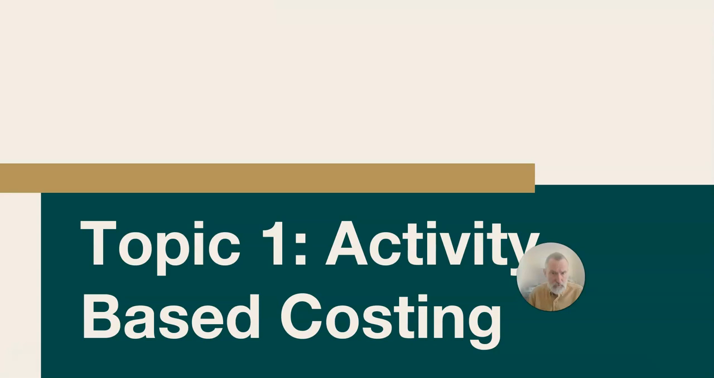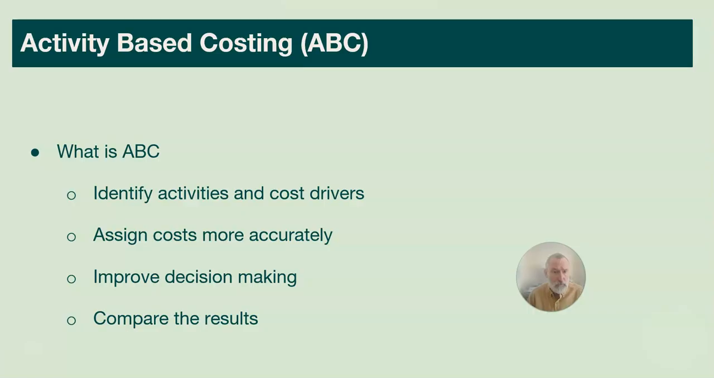Let's begin with activity-based costing. Up to this point, we've worked with traditional costing systems that assign overhead to a single measure, such as direct labor or machine hours. While useful, these methods are overly simplified in reality, especially in today's complex business environment, where products and services consume resources much differently.